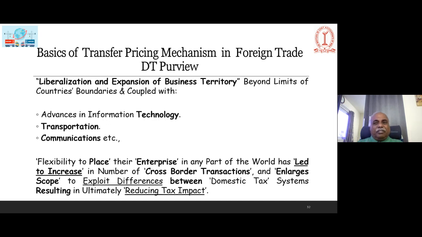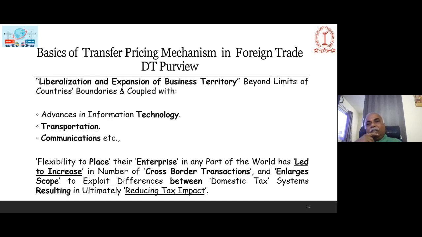Liberalization and expansion of business territory beyond the limits of countries. Boundaries are decoupled. Today, starting a business not only in India but abroad is also easy because of globalization. If I know the rules of the business and the law of the particular country, then I can start. Because on account of technology, information technology, Uber, the corporate office is not in India.